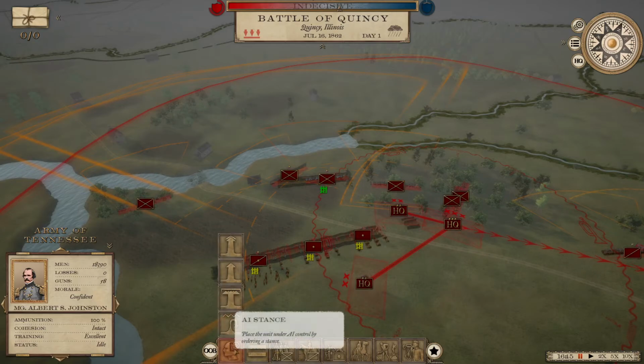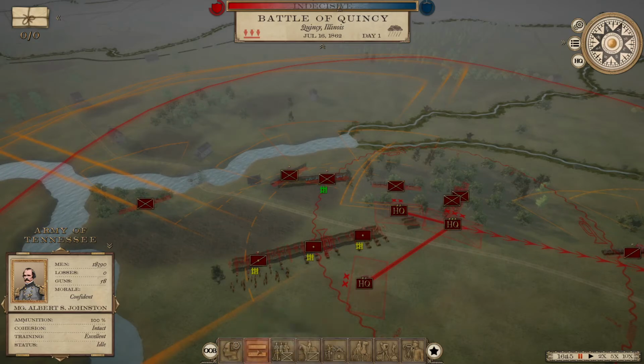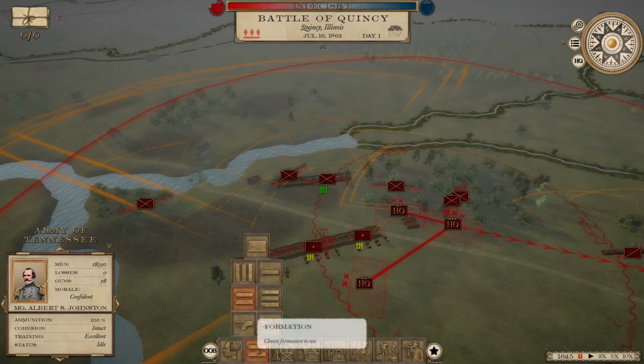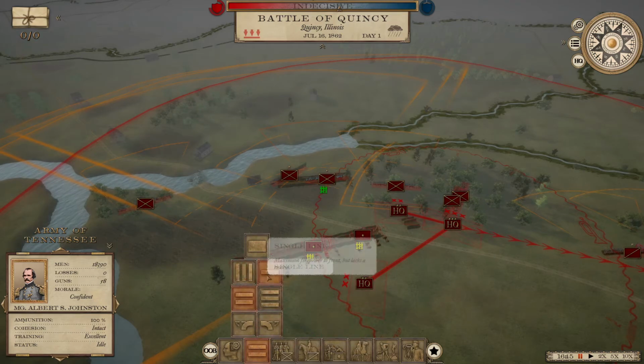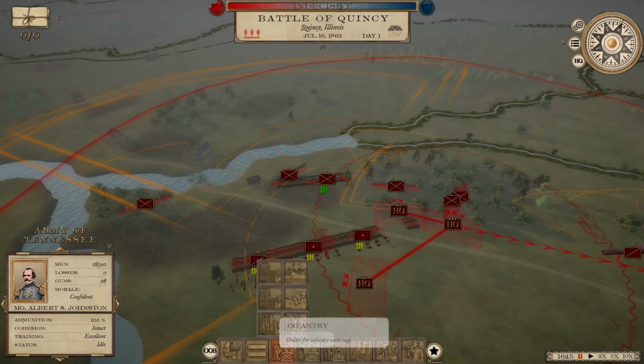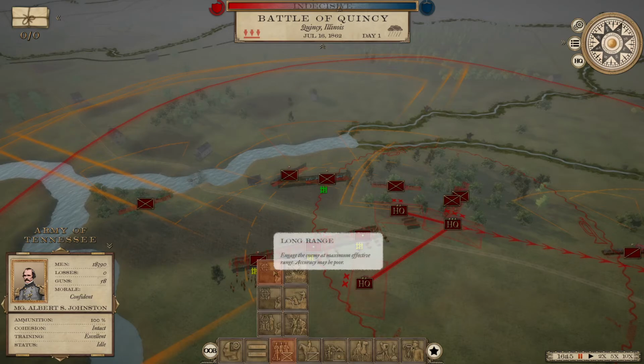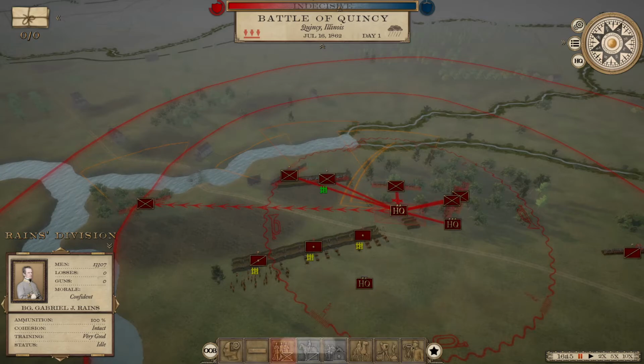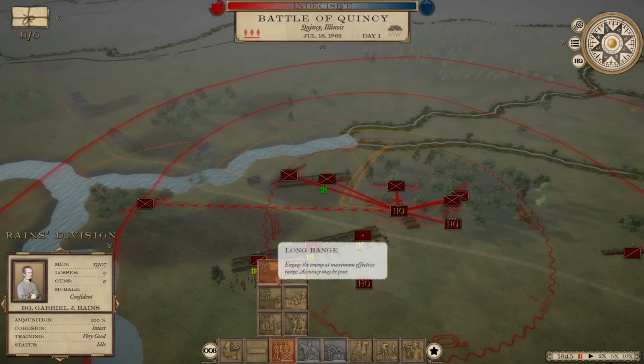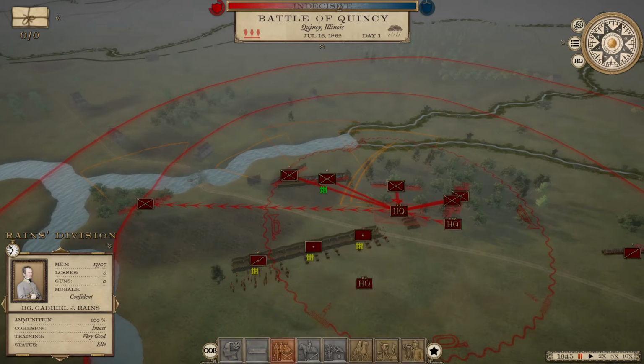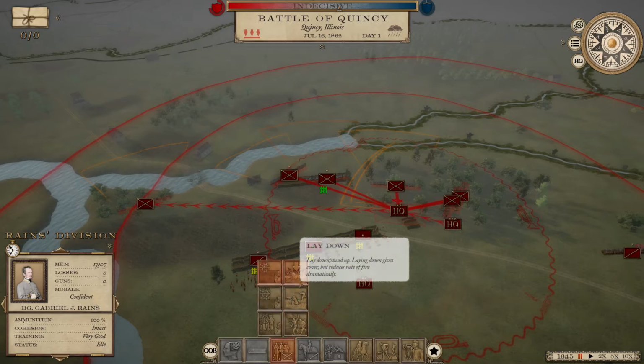So we did AI stance, which, if you don't want to take on too much, you do that. If you want to micromanage it, these are some of the ways you would do it. Again, I really only use the march column and the single line. Infantry, well, you could just order all the brigades to adopt. Oh, wait, I'm sorry. This is the infantry division. We've already done that. We had ordered this already. I'm not sure why it's not going through. Laying down, yeah, exactly what it says.